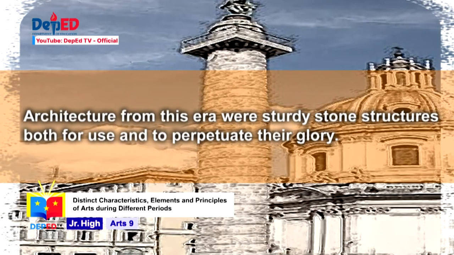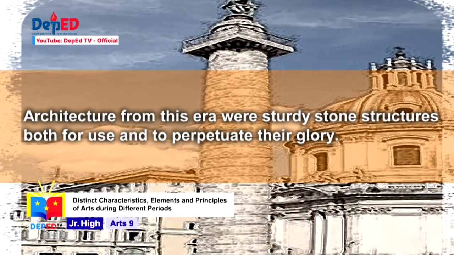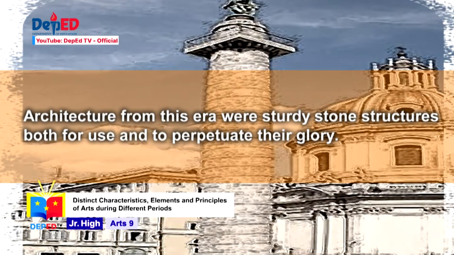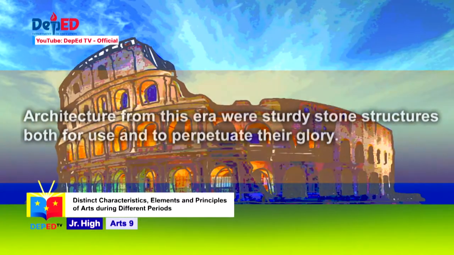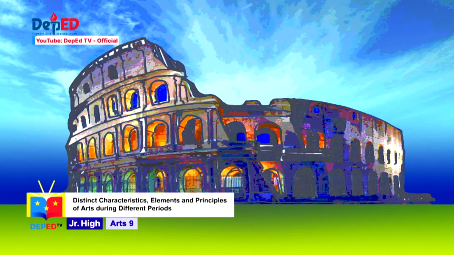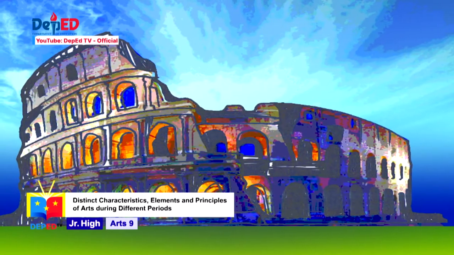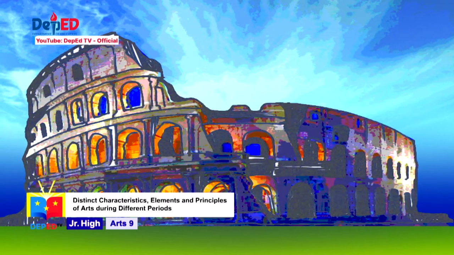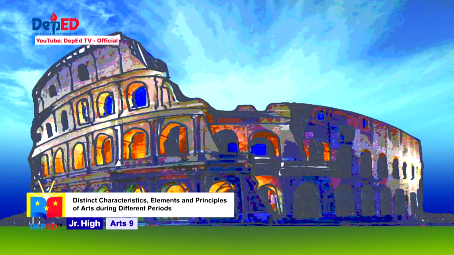Architectures from this era were sturdy stone structures, both to use and to perpetuate their glory. The emperors erected huge halls and arenas for public games, baths, and processions with gigantic arches of stones, bricks, and concrete or with barrel vaults.